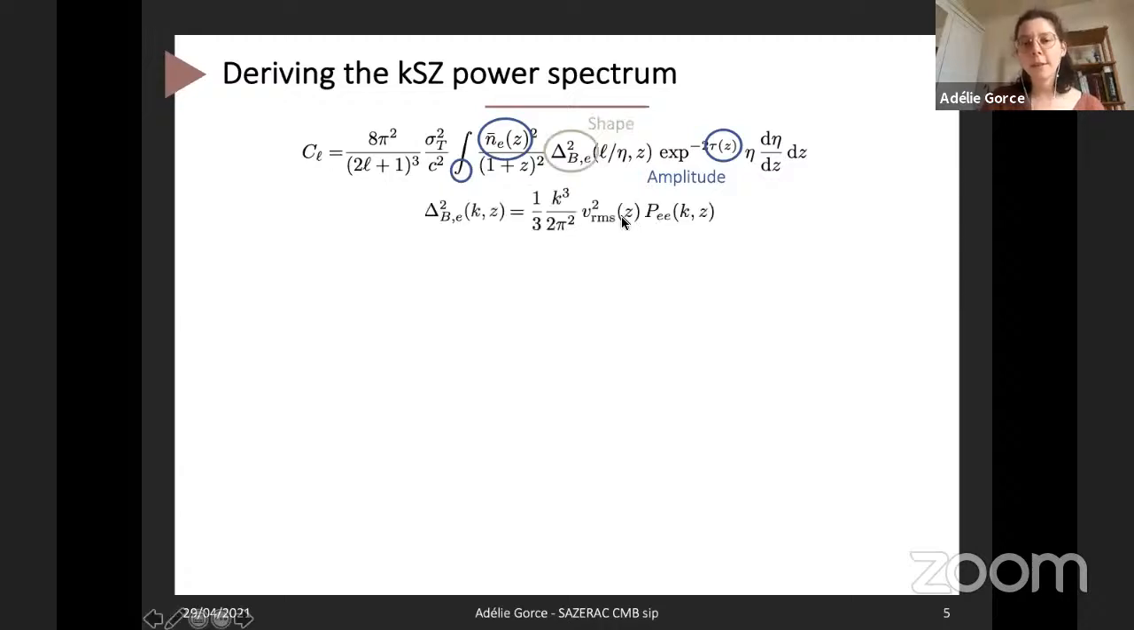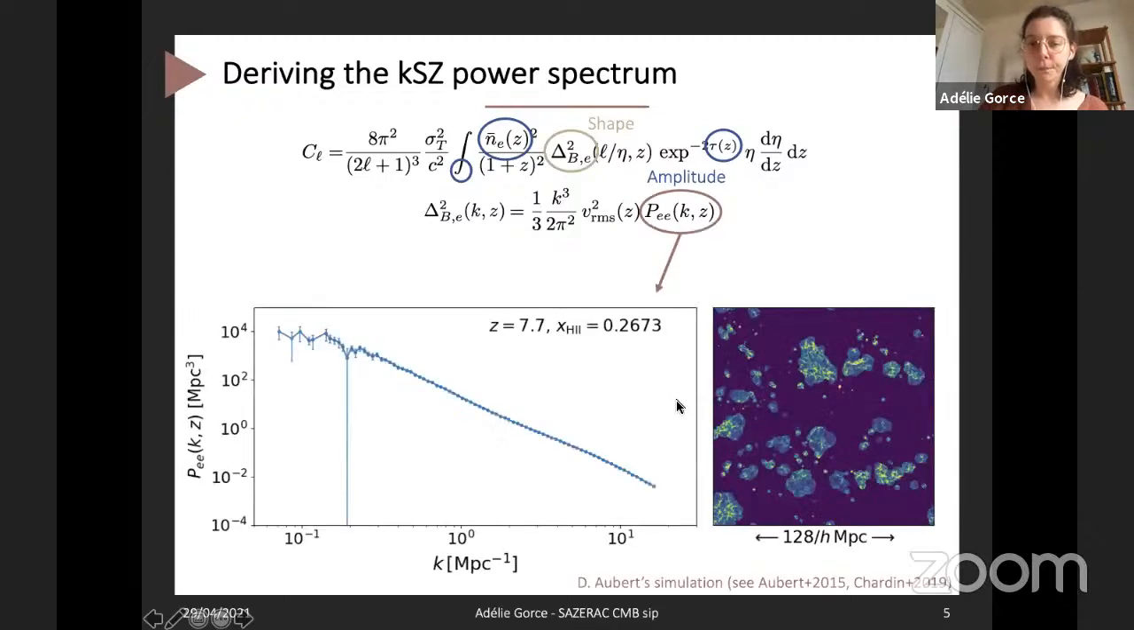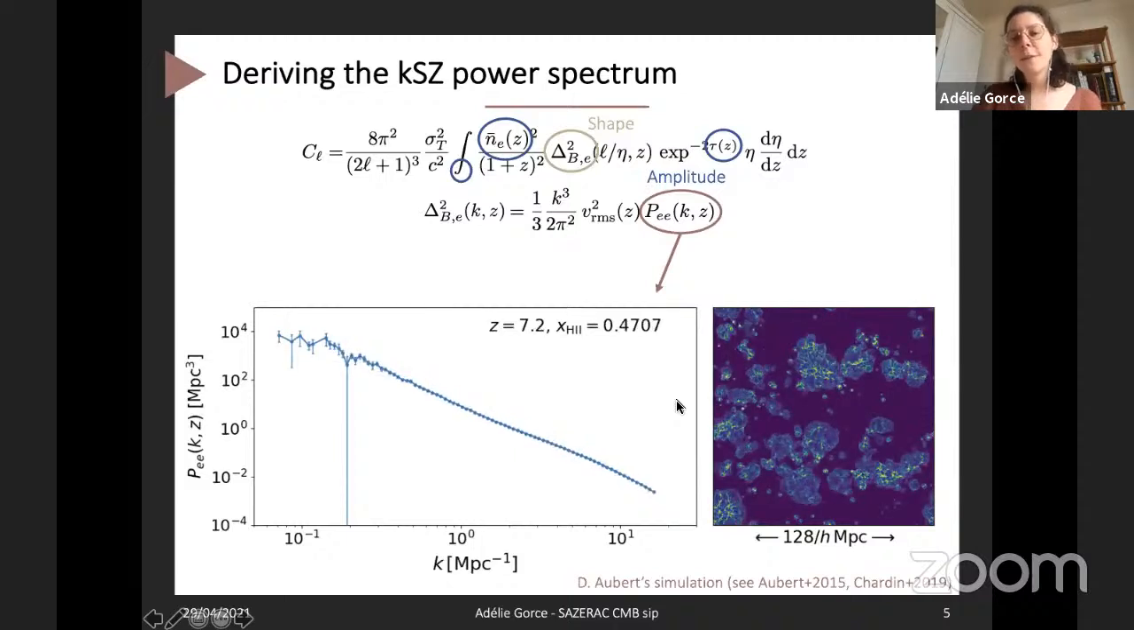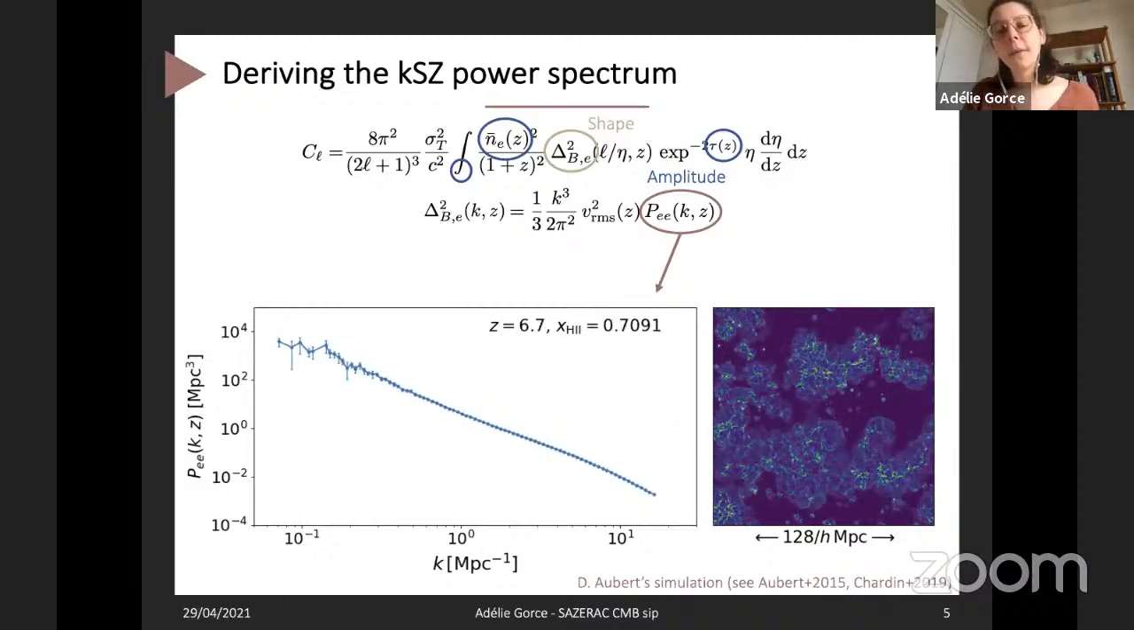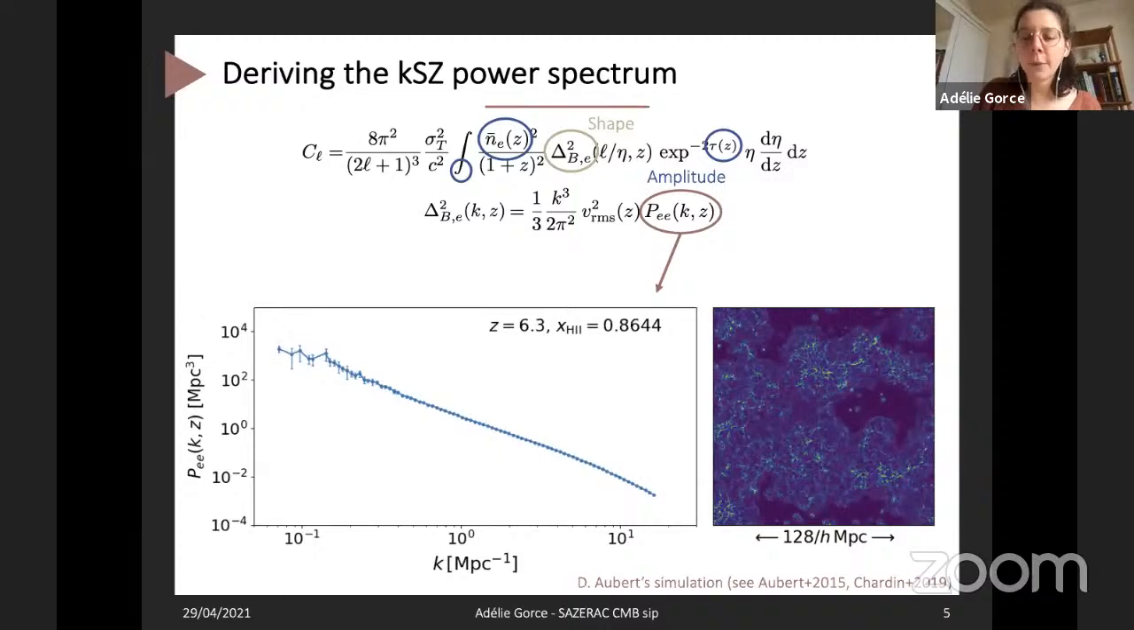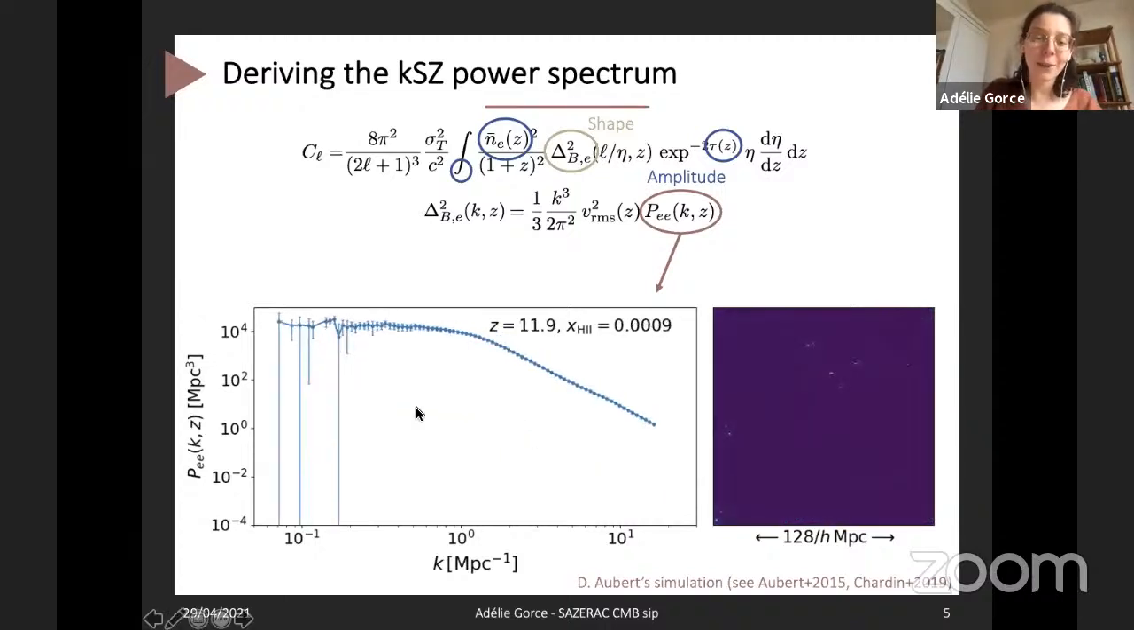Then you have this term here, which is a power spectrum, and that is going to completely define the shape of your spectrum. And so that's what we chose to focus on. In particular, we found an easy way to express it in terms of the power spectrum of the overdensity of free electrons.